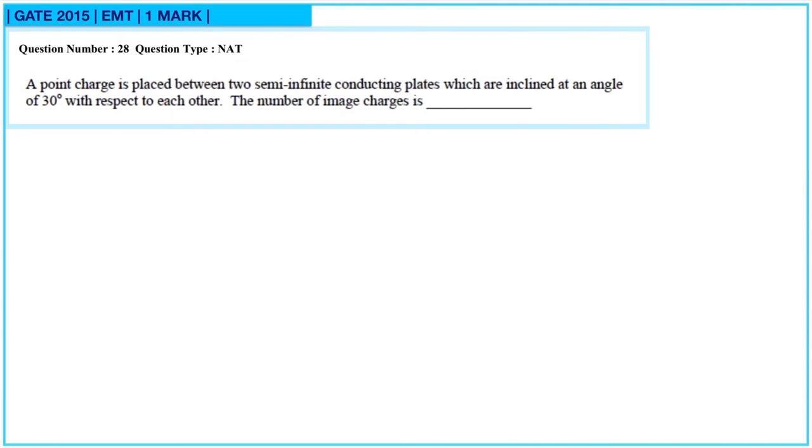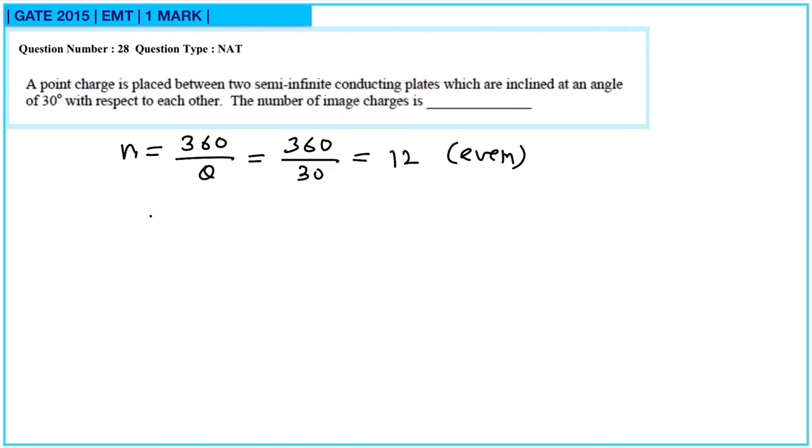Question number 28. A point charge is placed between two semi-infinite conducting plates which are inclined at an angle of 30 degrees with respect to each other. The number of image charges is? Here, first calculate n equal to 360 upon theta. So that is 360 upon 30, which is equal to 12, and this is an even number. So the number of charges will be n minus 1, so this will be 12 minus 1, that is 11. So the answer is 11. The answer in the answer key is also 11.